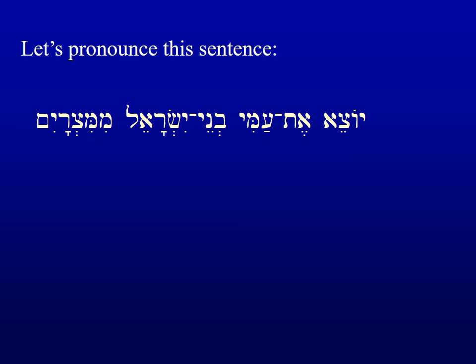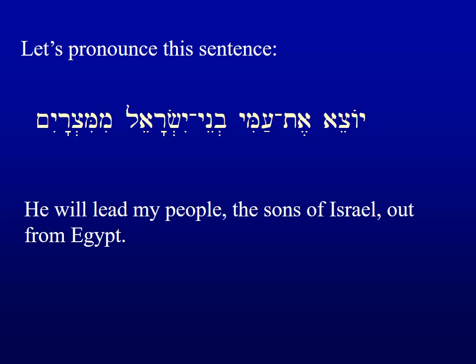Now, if we try to read this all together, it sounds like this. Yotze et ami v'nei Yisrael mi Mitzrayim. Let's try that again. Yotze et ami v'nei Yisrael mi Mitzrayim. A little faster. Yotze et ami v'nei Yisrael mi Mitzrayim. This means, he will lead my people, the sons of Israel, out from Egypt.